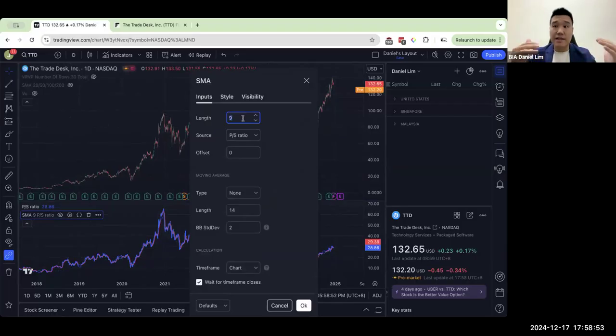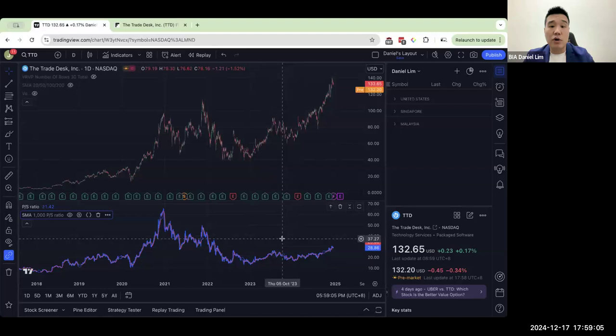Each company has a different listing period, right? So you can just experiment with 500 days, 1000 days, for example. Let's say for The Trade Desk, you can test first with 1000 days, because you want to know, over the past 1000 days, what is the average price to sales ratio the market has been paying. So 1000 days seems okay, right?